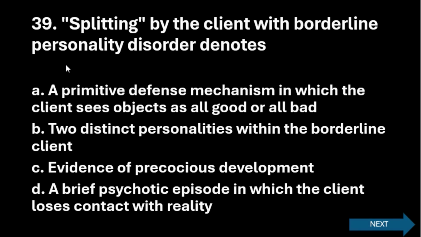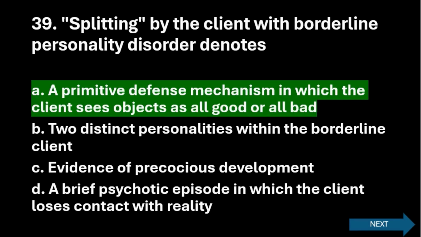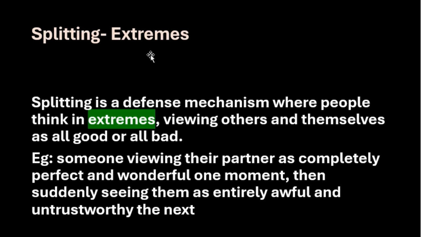Here the right answer is option A, a primitive defense mechanism in which the client sees objects as all good or all bad. So that is the characteristic. Splitting is two extremities. They will see in extremes. Splitting is a defense mechanism where people think in extremes, viewing others and themselves as all good or all bad. For example, someone viewing their partner as completely perfect and wonderful one moment and then suddenly seeing them as entirely awful and untrustworthy the next day. Maybe most of you experience this, I think. So this is extremism, splitting, this defense mechanism.